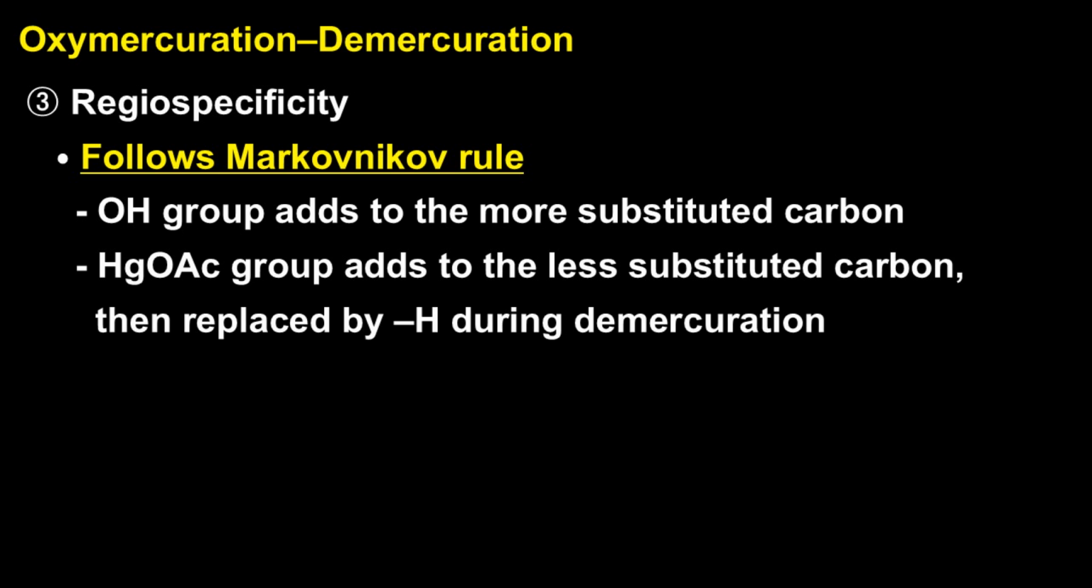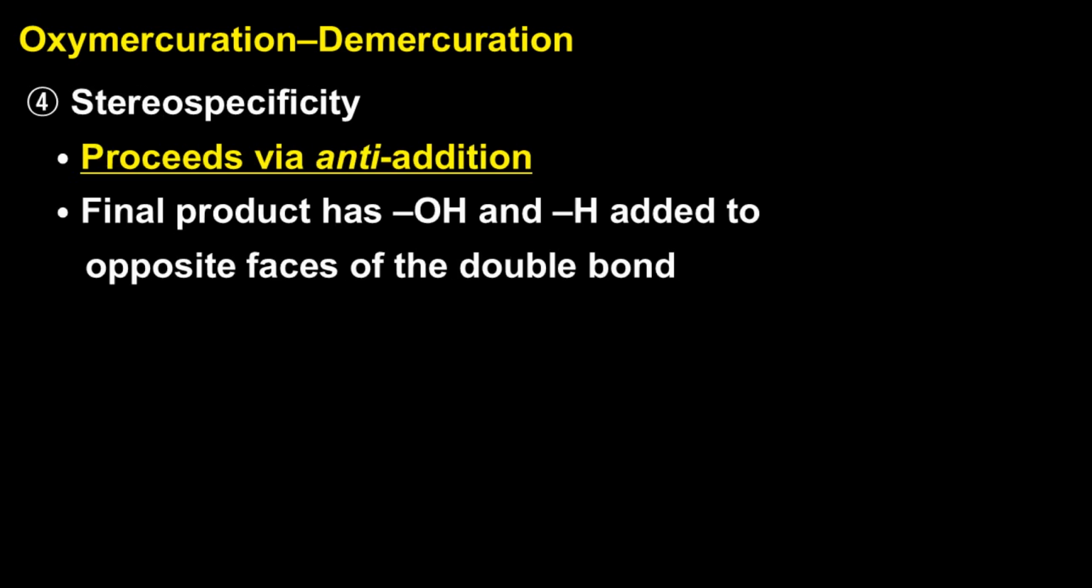Let's talk about regiospecificity, or in other words, where each group adds during this reaction. This one follows the Markovnikov rule, so the OH group ends up on the more substituted carbon, and the mercury group goes to the less substituted one. In the final step, during demercuration, it gets swapped out for a hydrogen atom. So in the end, what you're left with is OH on the more substituted carbon and H on the other.